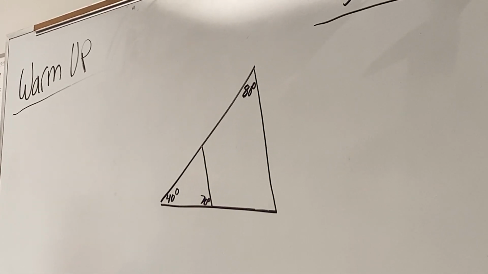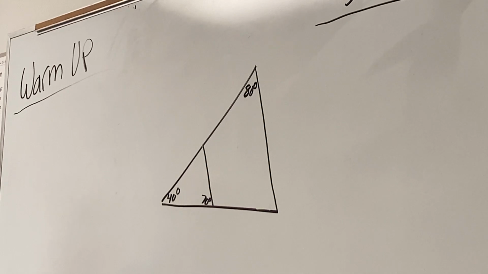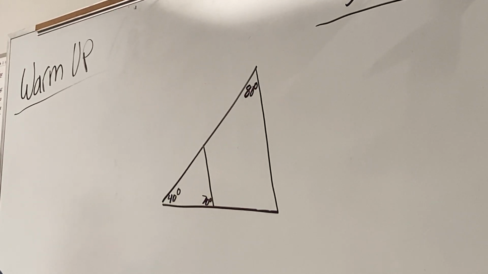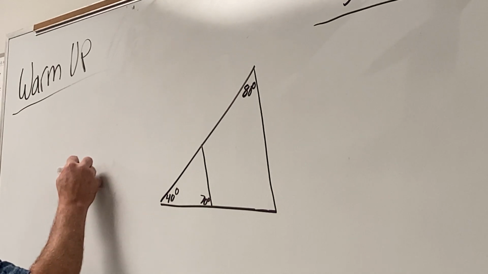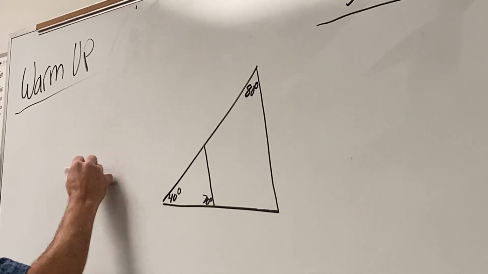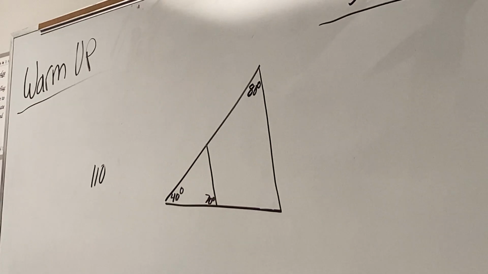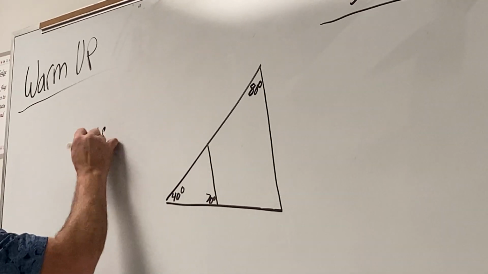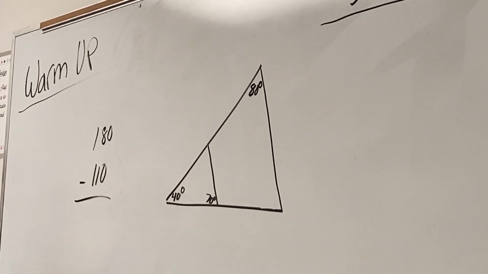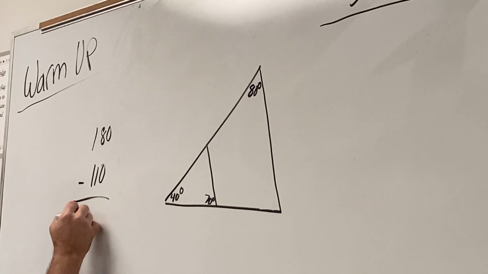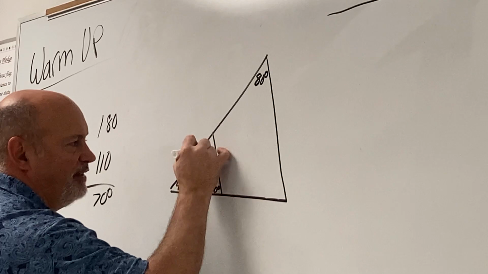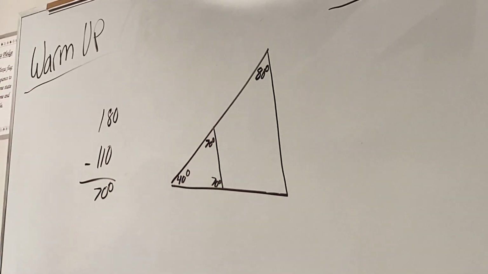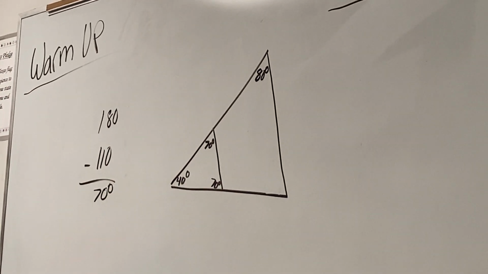I mean, each triangle has to equal 180. Correct. 70 plus 40. What's 70 plus 40? 110. Then what do you want to do with the 110? Subtract it by 180. What's 180 minus 110? 70. Sorry. So this angle up here is 70. Are these two triangles going to be similar? No.